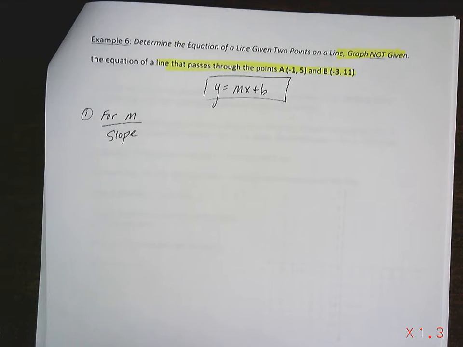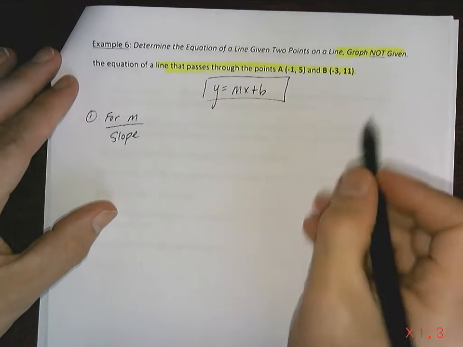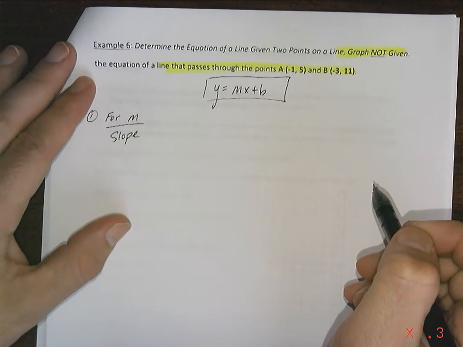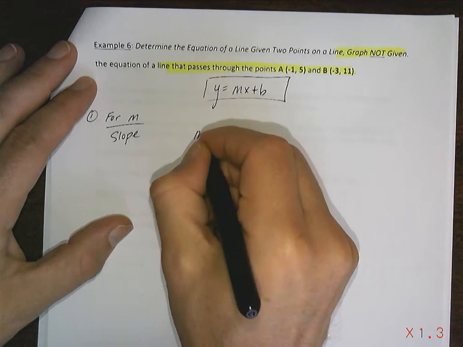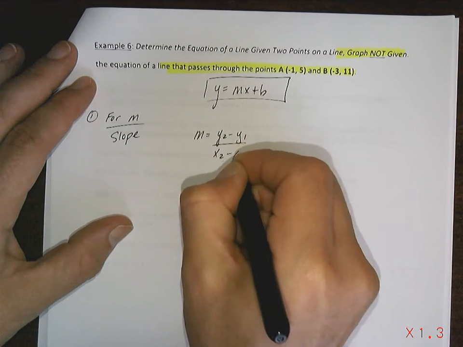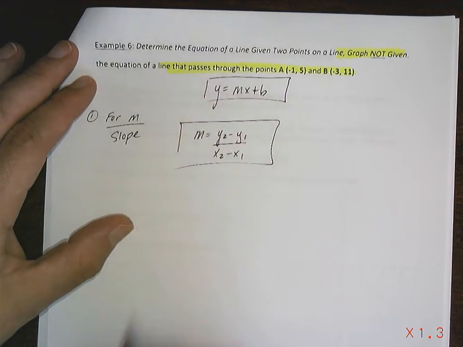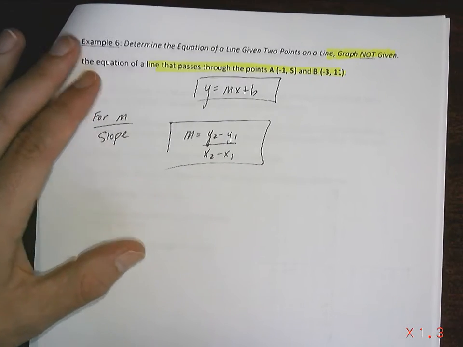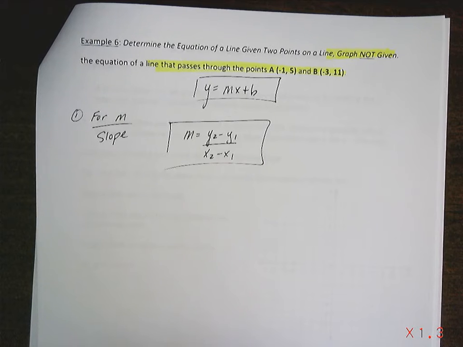All right, so I can't use rise over run. I can't use the counting method here, right? Because I don't have a graph. So I have to use slope equals y2 minus y1 over x2 minus x1. I have no choice. Ladies and gentlemen, that is not a formula I'm going to give you. That's a formula you need to know. It's the change in y over the change in x.